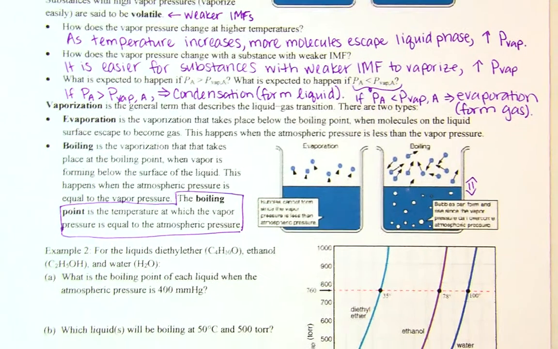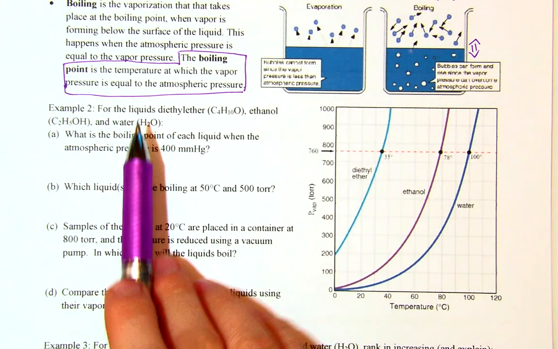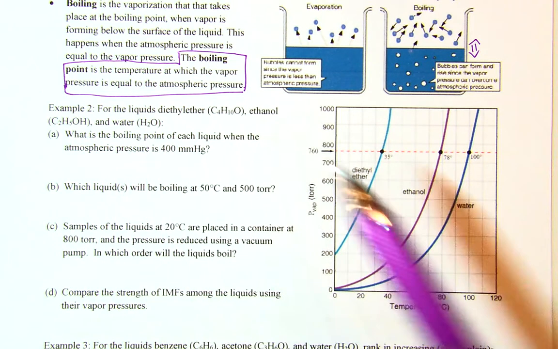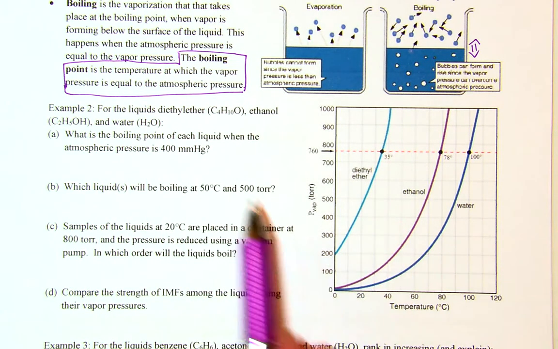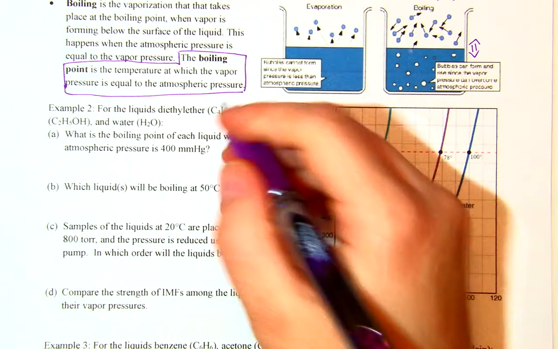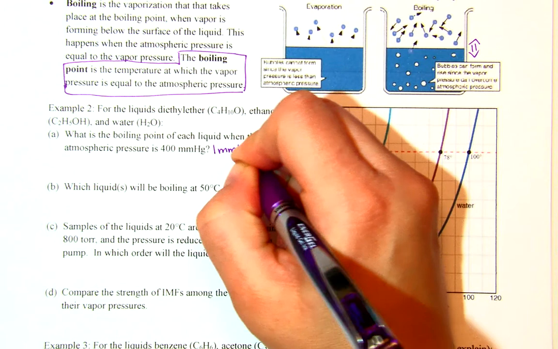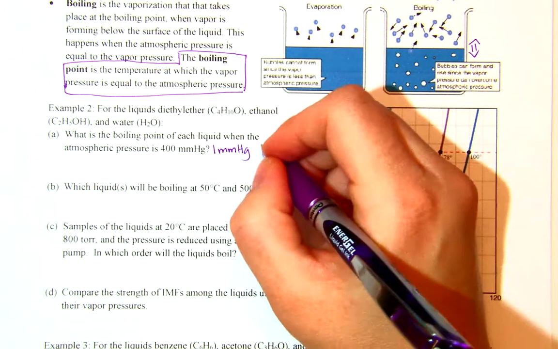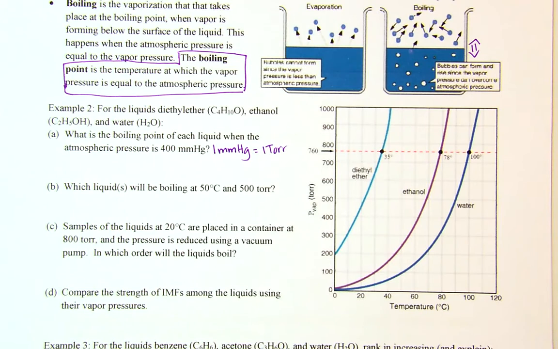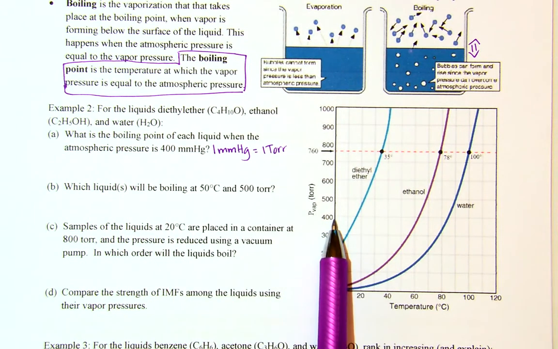So, looking at example 2, we can look at all of these on a curve. We are going to consider 3 liquids: diethyl ether, ethanol, and water. What's the boiling point of each liquid when the atmospheric pressure is 400 millimeters of mercury? And remember, if you haven't memorized these, 1 millimeter of mercury, Hg stands for mercury, is equal to 1 torr. We're going to be looking at this in torr, so you can imagine that just as torr. So for this problem, we're going to start at 400 millimeters mercury, or torr.